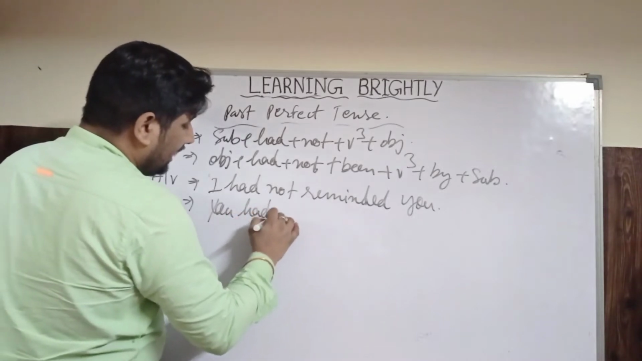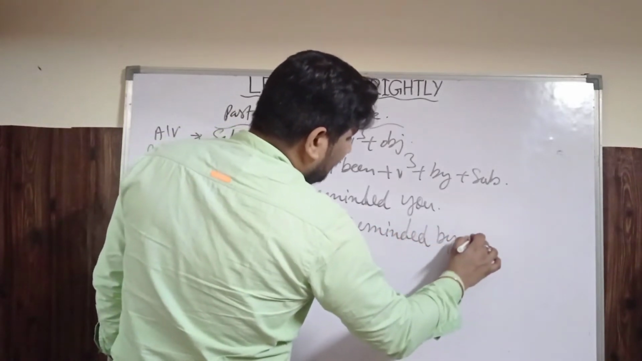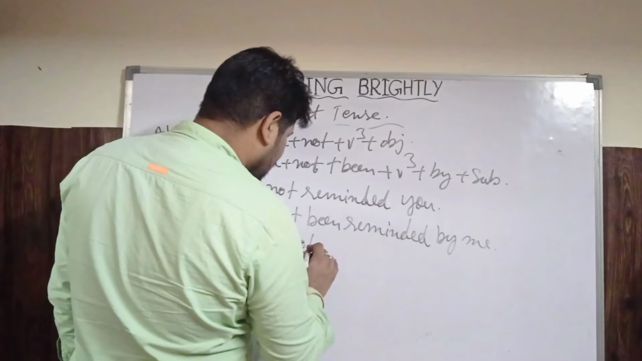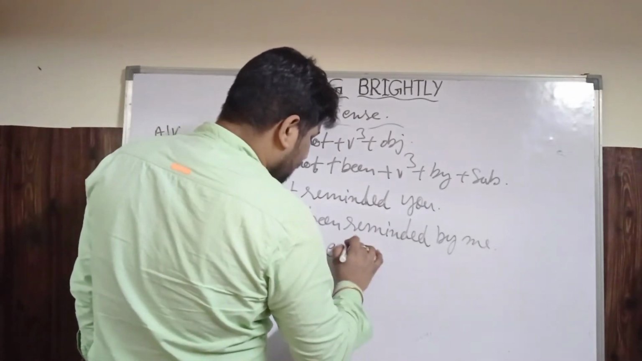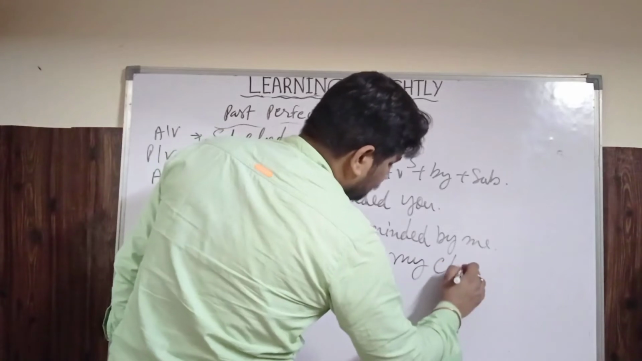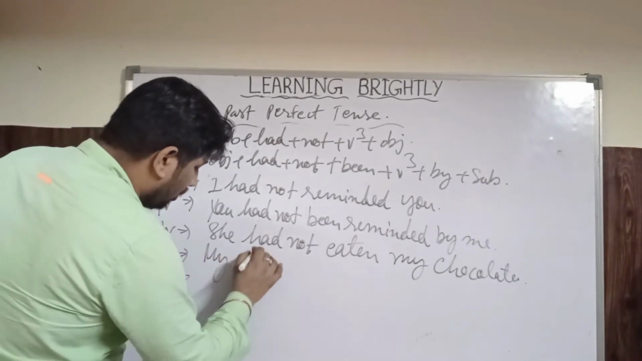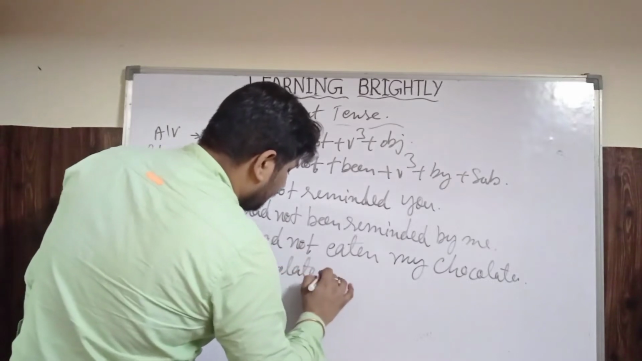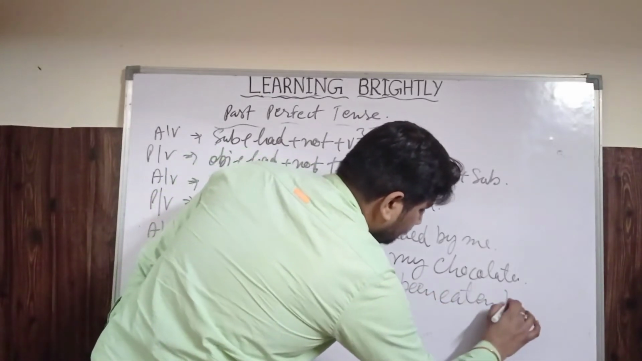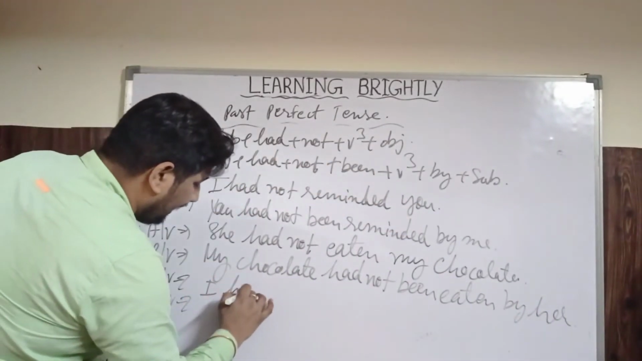Object, you had not been reminded by me. Like this, she had not eaten my chocolate. वो मेरी चॉकलेट नहीं खा चुकी थी. My chocolate had not been eaten by her. Like this.